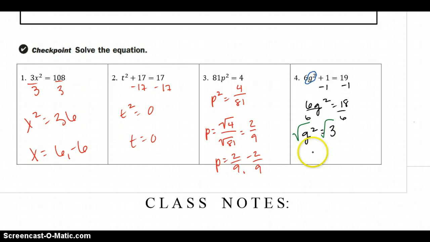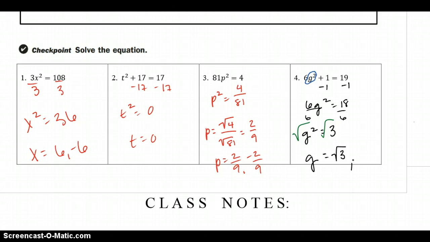So the square root of g squared gives me just g. But then I have the square root of 3. Is that a perfect square? No, I could plug it into my calculator and get a decimal, but here it doesn't ask for a decimal. So I'm just going to leave it as the square root of 3 since I can't simplify that.